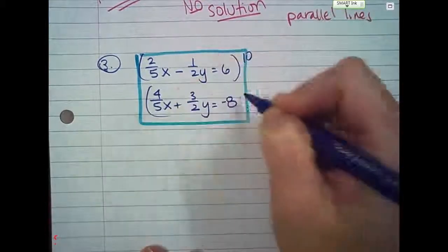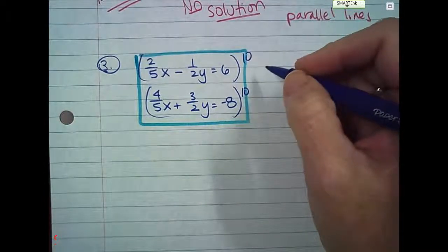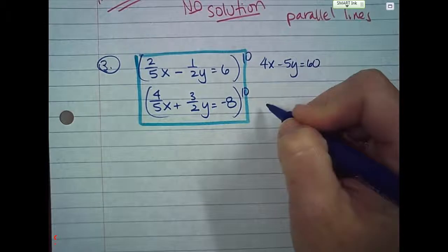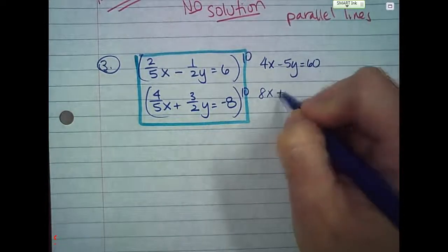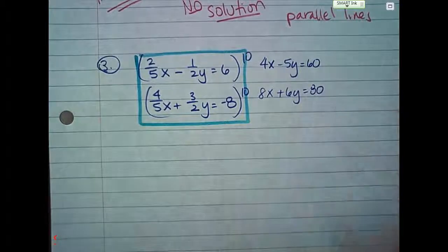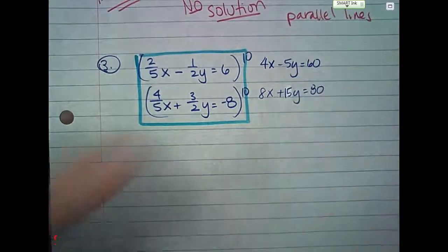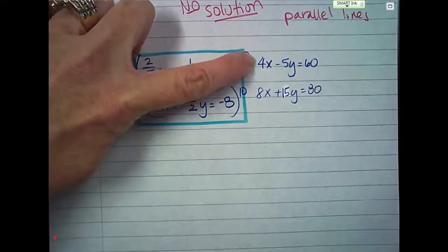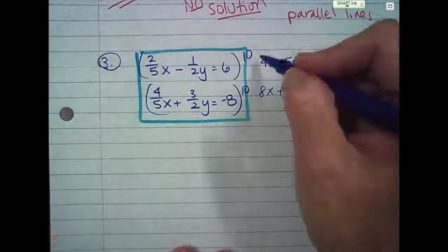Multiply by 10, both of them, which gives you 4x minus 5y equals 60. And then 8x plus 6y equals negative 8. Now then, to simplify, it depends on which way you go. Well, this should be 15y. You can either multiply to get rid of the x's and use negative 2, or to get rid of the y's, you can use positive 3. Let's do the y's.